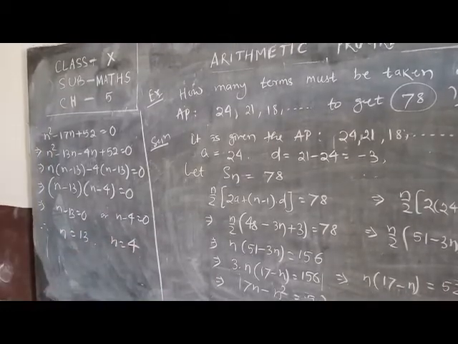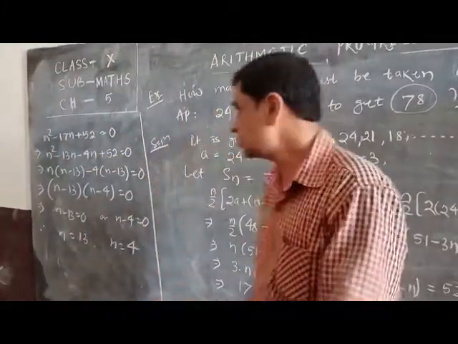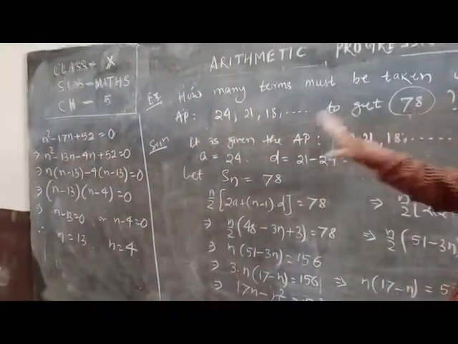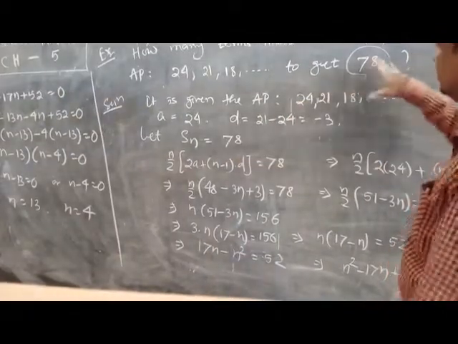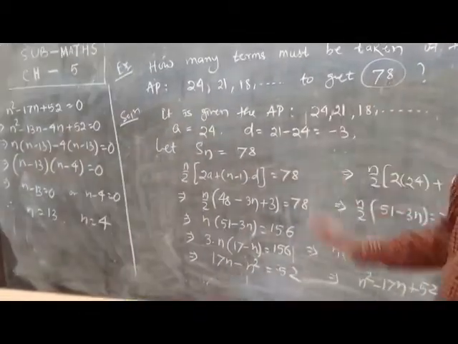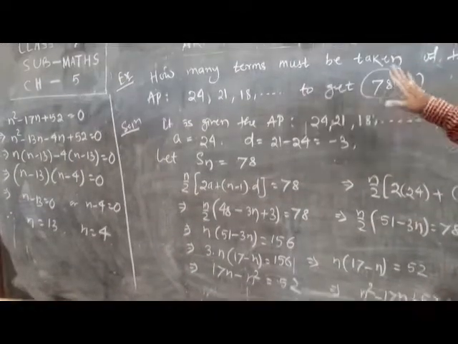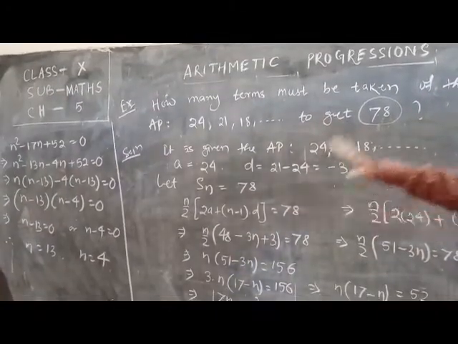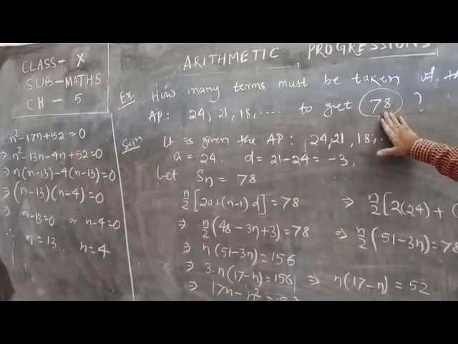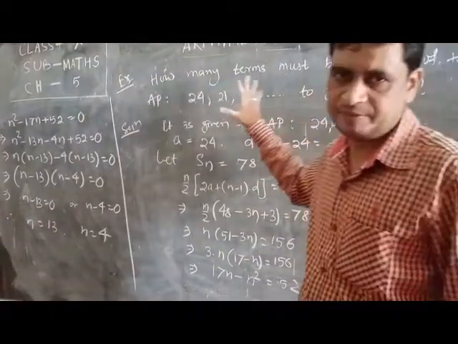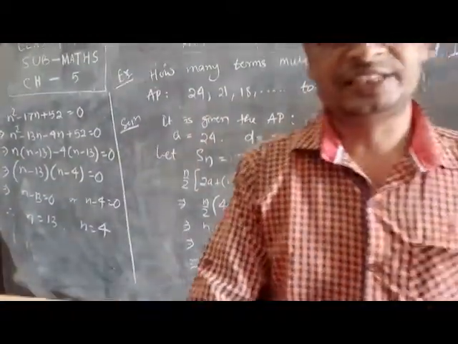If we take 13 terms, then also we get 78, whereas if we take 4 terms, then we get the sum 78. So it is given that 4 terms give the sum 78, and also if we take 13 terms, then we will get the sum 78. Okay, this was present in your chapter.